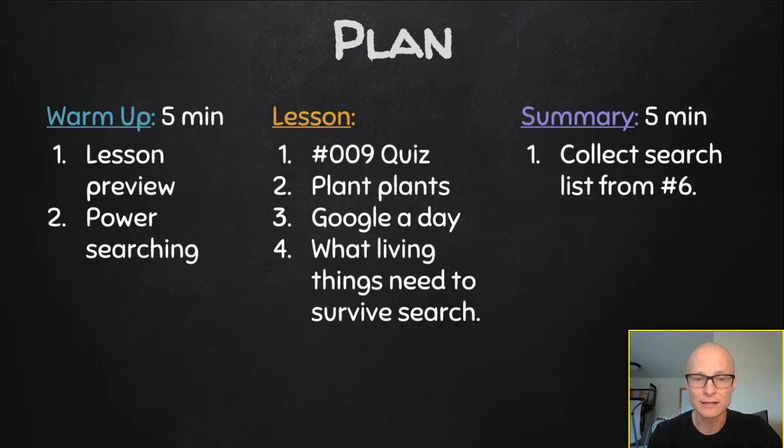Then we also plant plants. You're going to plant 4 seeds: a radish, a fast plant, a corn seed, and a lima bean. And there's that Google a Day I mentioned earlier. And also, we're going to take a couple minutes right at the end to search for what living things need to survive. It's going to become part of our growing system.